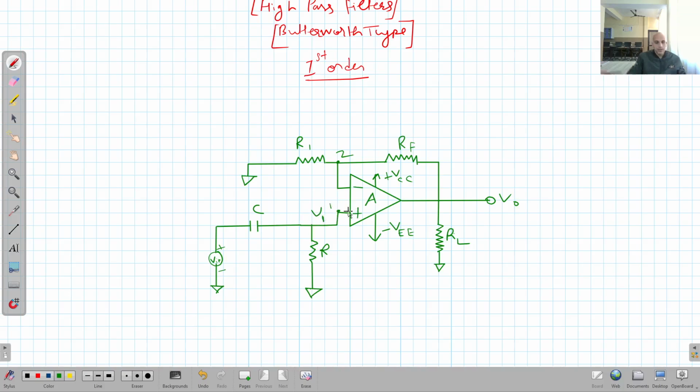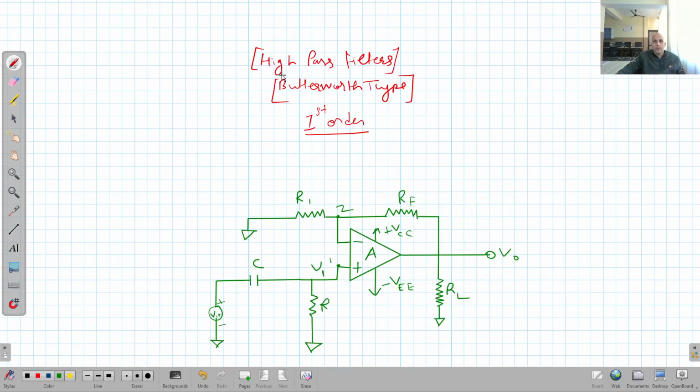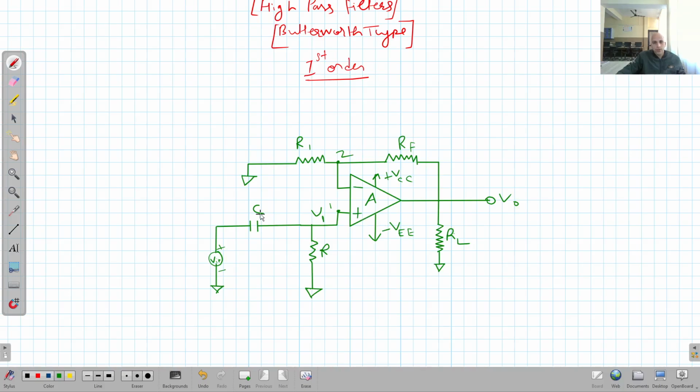Now, this is the circuit diagram for this high pass filter of first order. First order means we have only one capacitor and one resistor. This is the filtering unit of this high pass filter. This is an operational amplifier working in non-inverting mode. If I write down the expression for the output of this operational amplifier, it is equal to 1 plus RF over R1 into V1. Clear? V1 is the voltage appearing at node 1.